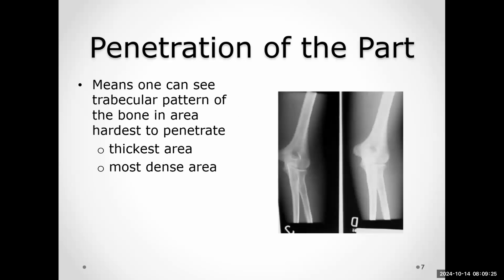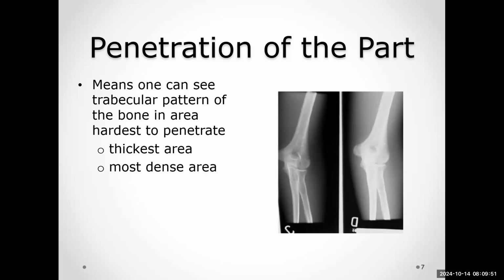So penetration of the part means that you can see the trabecular patterns of the bone in the area hardest to penetrate. So I actually gave this example earlier. For example, the elbow. So the penetration of the part through that thickest area or that most dense area, which in the case of the elbow is right through the path of the central ray. That's going to be the thickest, boniest part.